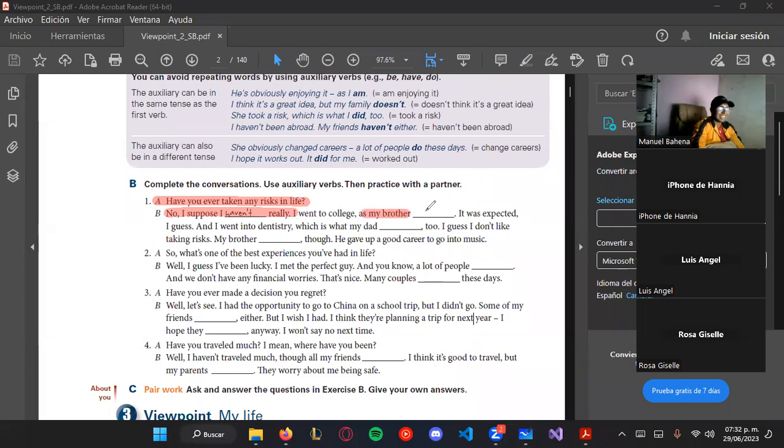Did. Why did, Rosa? Because this is something that happened in the past. Exactly. This is something that happened in the past, as my brother did, como mi hermano lo hizo antes que yo. As my brother did. I went to college. Yo fui a la universidad as my brother did. Al igual que mi hermano. Exactly. Yes, Rosa. Then, continue.